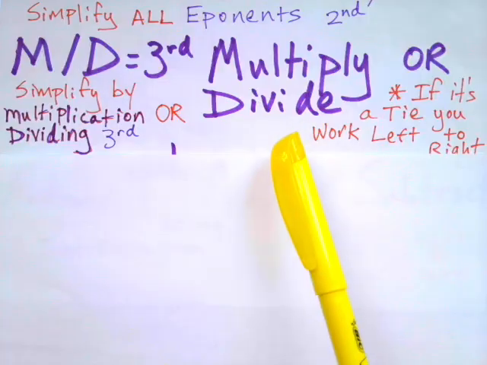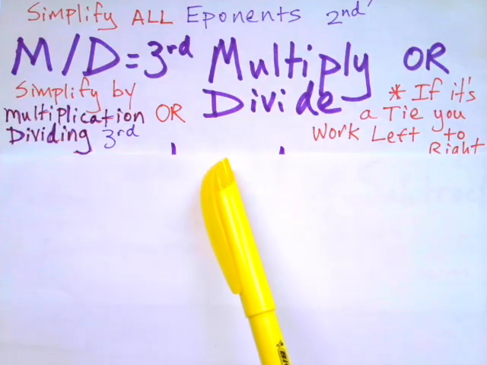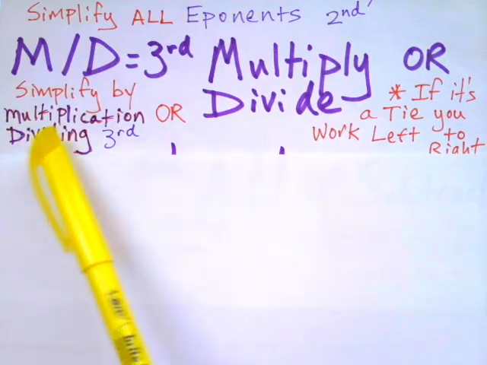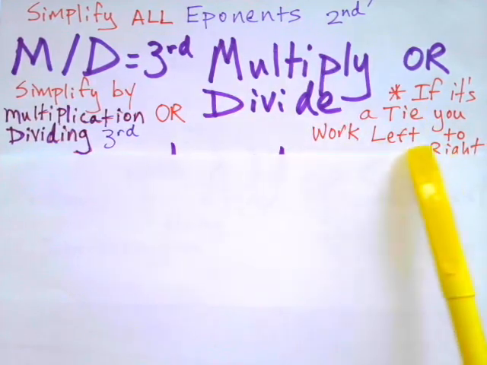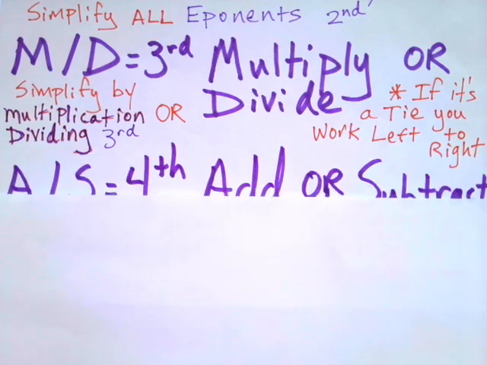And in each step, you consider, well, are there parentheses? No. Okay, are there exponents? No. Can I multiply or divide? In each and every step, keep that in mind, right? If there's a tie, you work left to right.